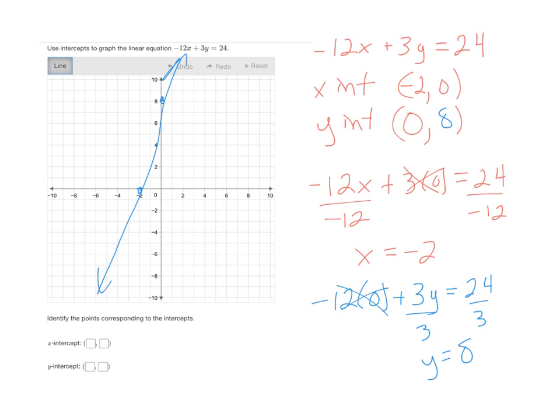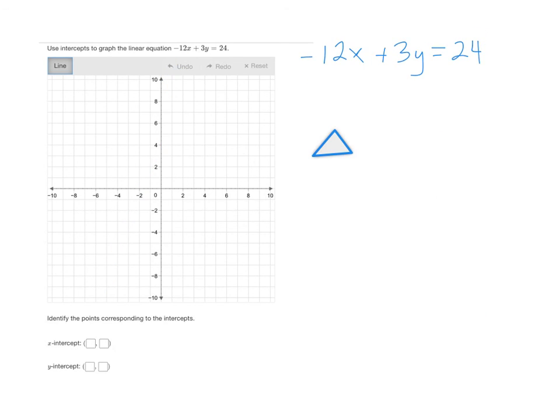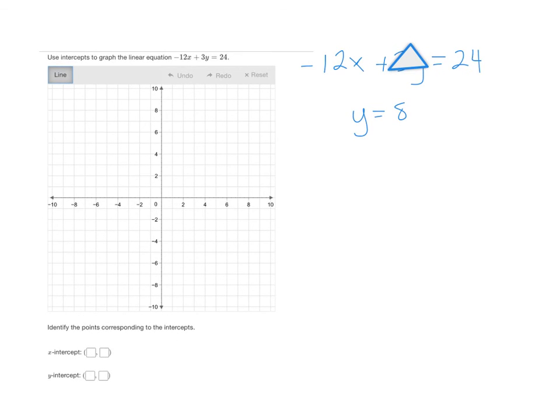Let me show you the cover-up method. Alright, so if I cover up this part, I have 3 times something is 24, so y equals 8. And then if I cover up this part, negative 12 times something is positive 24. Well, that's going to be x equals negative 2. So if we're going to graph this, you'd have x equals negative 2 for the x-intercept, and we'd have y equals positive 8. Draw the line, and that's how you would graph it.